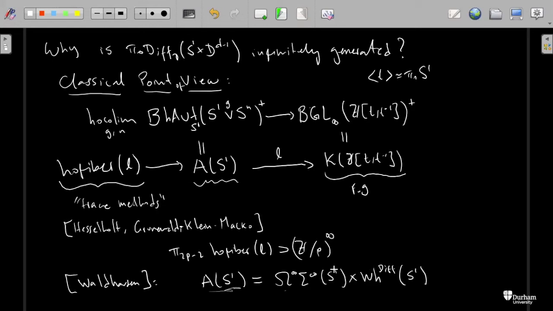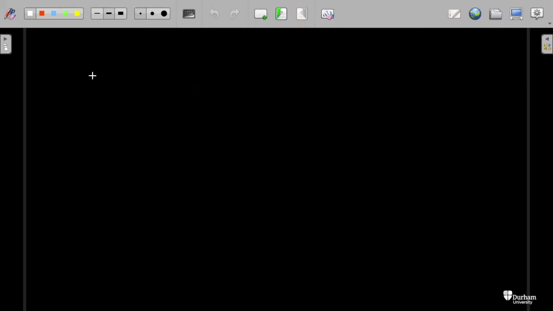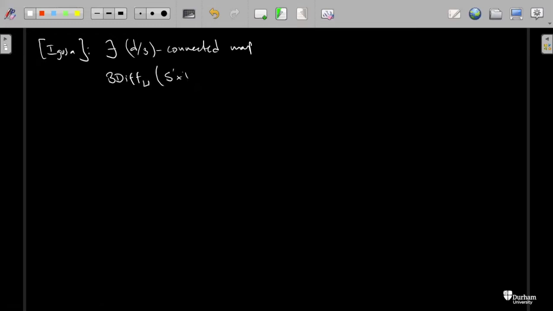So now the point with Whitehead diff is the following. So let me create a new page. Is the following theorem of Igusa, that there exists a more or less d over 3 connected map from, so let's see, B diff, I'm gonna put this symbol here, I will explain that in a second, S1 cross D^(n-1) cross an interval, to the loop space of that thing that I was calling Whitehead diff.